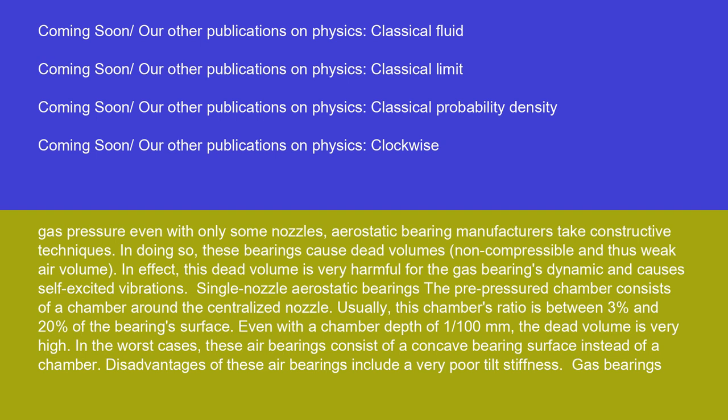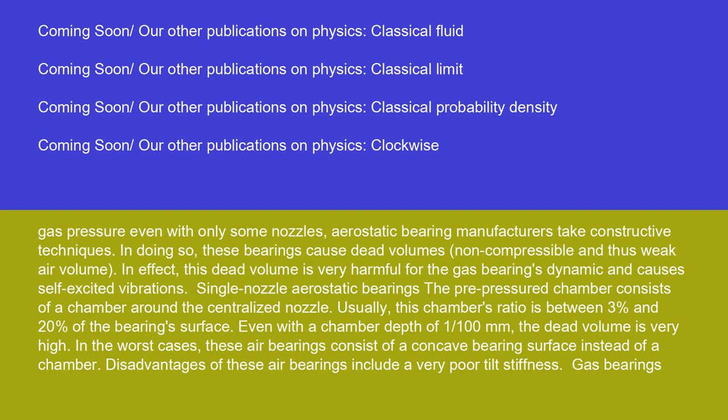Single-nozzle aerostatic bearings: the pre-pressure chamber consists of a chamber around the centralized nozzle. Usually, this chamber's ratio is between 3% and 20% of the bearing surface. Even with a chamber depth of 1/100 mm, the dead volume is very high.